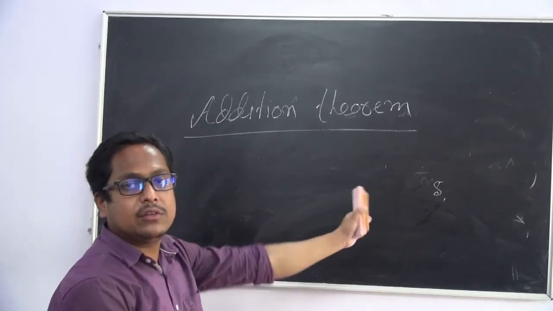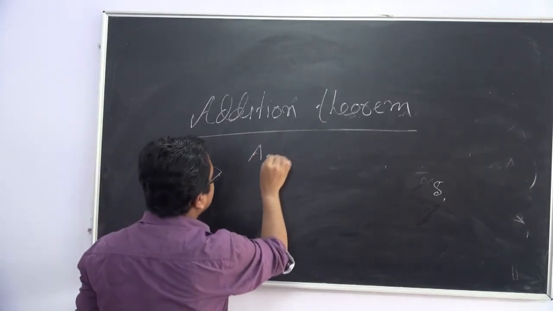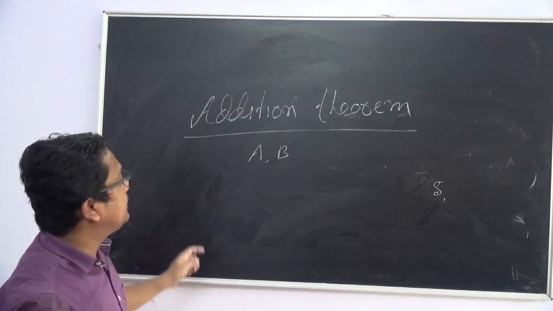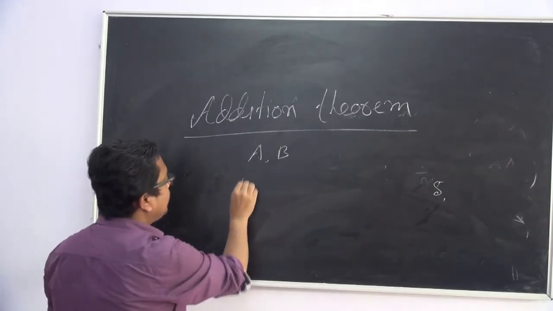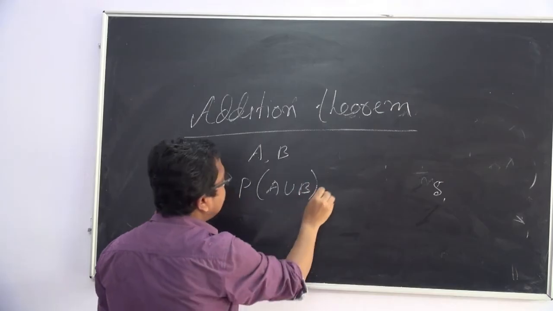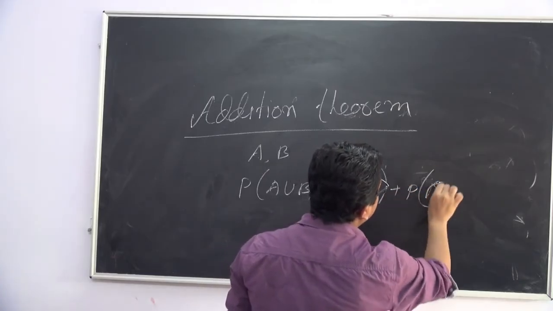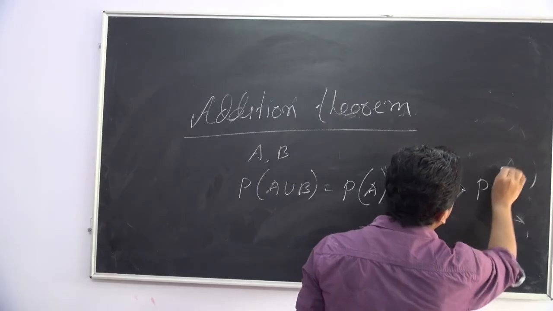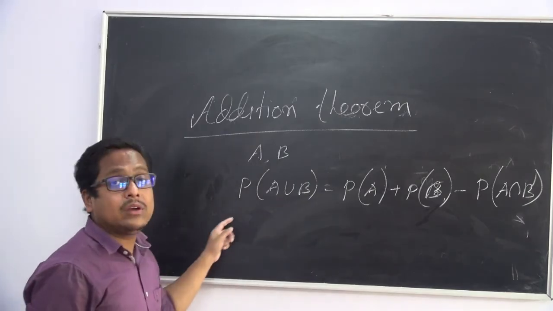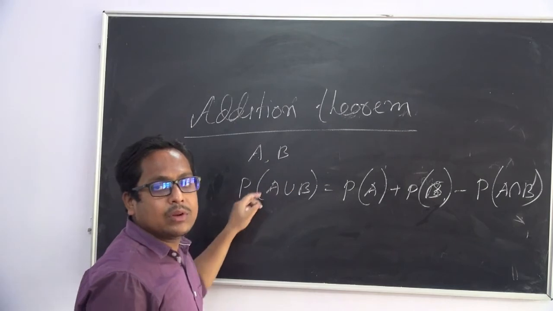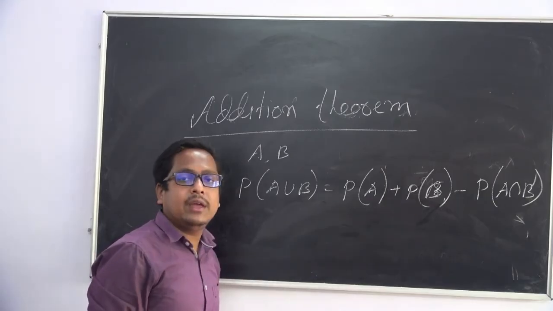Now we have to discuss the addition theorem of probability. For any two events A and B, the addition theorem of probability tells that probability of A union B is equal to probability of A plus probability of B minus probability of A intersection B. So this is the addition theorem of probability.